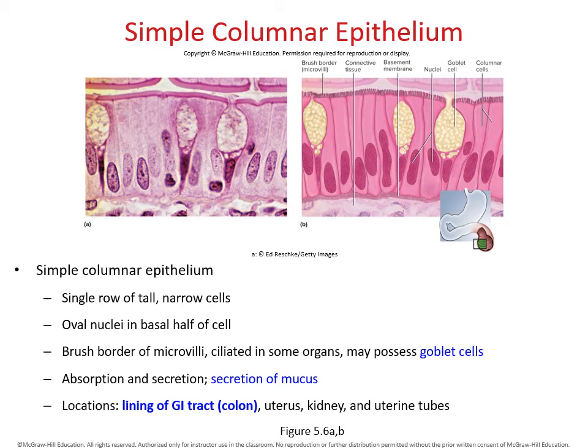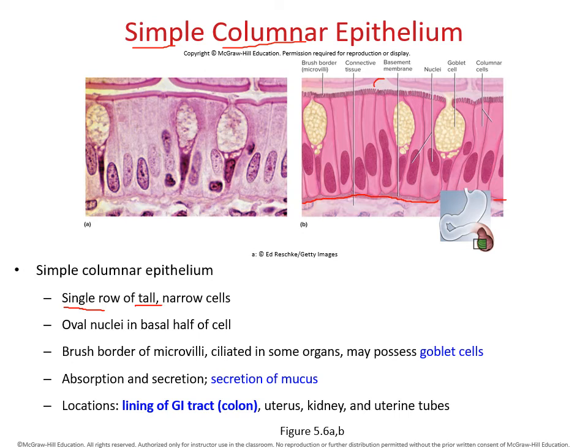All right, how about this one? This one's pretty easy. So this one is simple, meaning one layer. Columnar. I think the columnar cells are the easiest ones to find just because they're so elongated in their structure. So let's see over here. We're looking at a single row of tall, narrow cells. So here is my basement membrane. So that's where I know it ends.